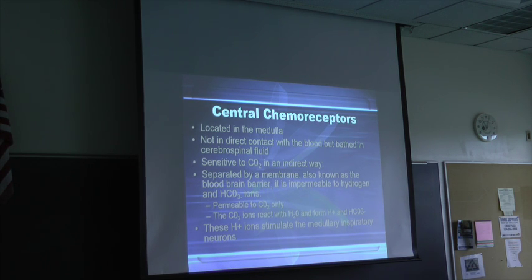So if acid doesn't go across, if bicarbonate doesn't go across, what goes across? Carbon dioxide. So when there's a buildup of carbon dioxide in the medulla, the carbon dioxide reacts with water and then forms the hydrogen ion. And that's what triggers the medulla to cause an increase in the respiratory rate. So CO2 can diffuse into the medulla, create hydrogen ions there, and then that will stimulate the medulla to increase respiratory rate.